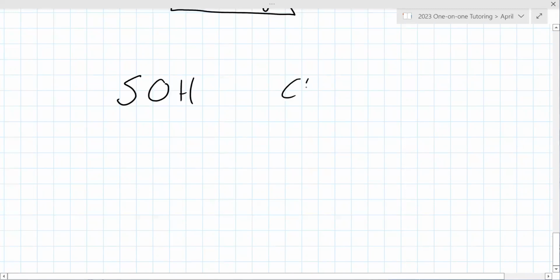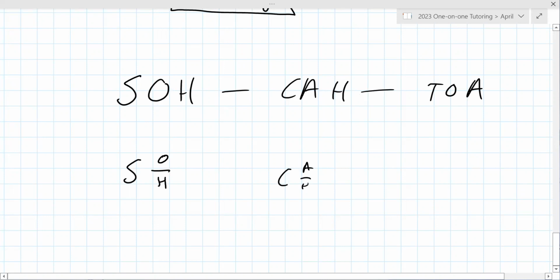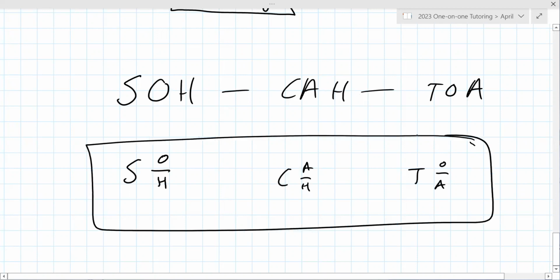SOH CAH TOA. This is what a lot of students remember. There are other things you can remember to get this down. I like to write it this way with the same letters so that I know what the ratio is. I sort of read it as SOH CAH TOA. This is just as important as the type 1, type 2. You have to have this down.